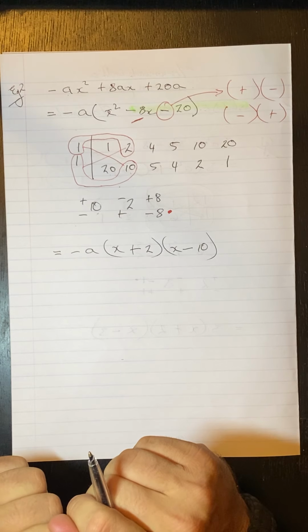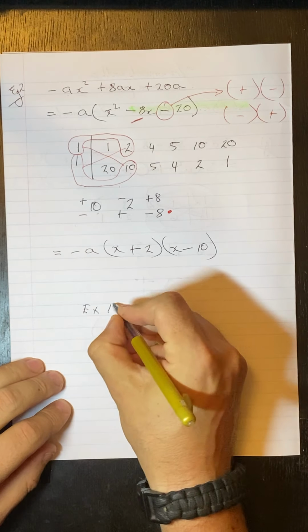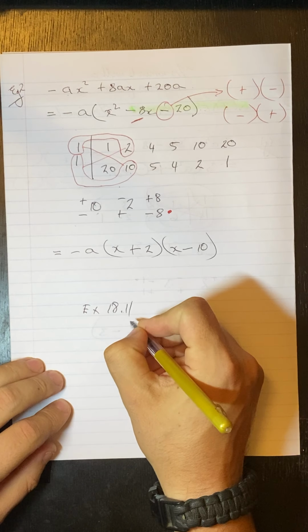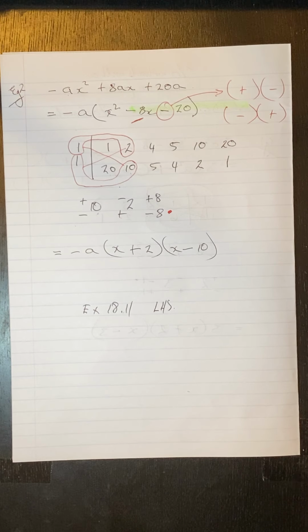Right, grade 9s, I would like you to do exercise 18.11, and I want you to do the left-hand side of that exercise, please, for me. Thank you very much.